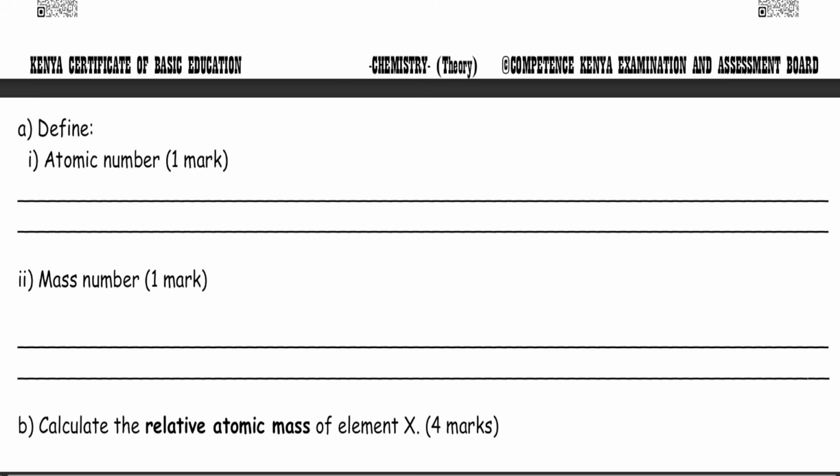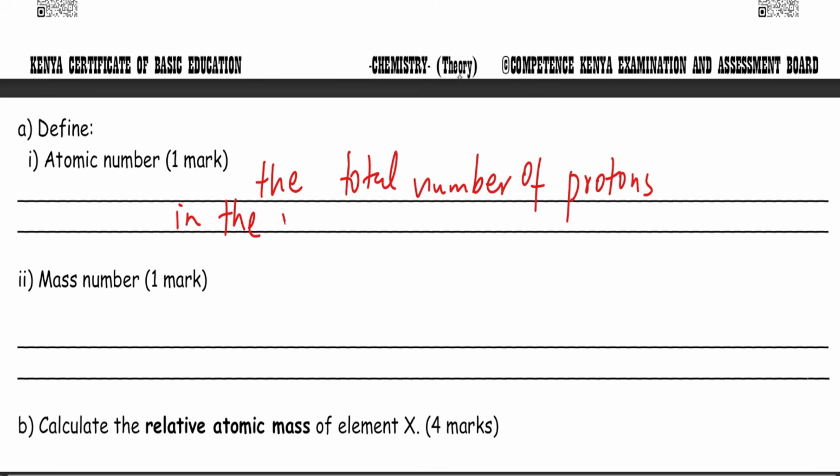Now, an atomic number is just the number of protons in an atom or in the nucleus. So the total number of protons in the nucleus of an atom. If you write in an atom, it is also correct.